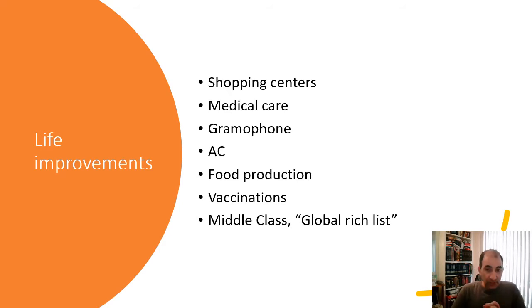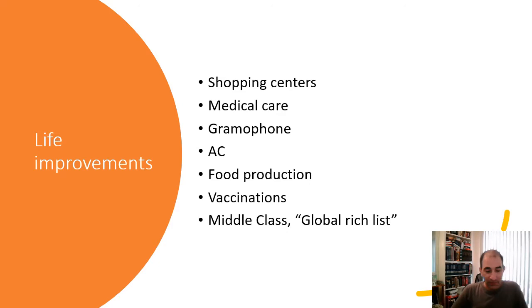A second really important life improvement is medical care. Vaccinations now are going to be mass produced, and that's going to help dramatically with things like smallpox. Other cool things: something called the gramophone, which I'm going to show you in a second. It's basically your first iPod, where you can actually listen to music. Then there's air conditioning, AC. We take that for granted on a warm summer day. Before the Industrial Revolution, you didn't have air conditioning. Now you do.